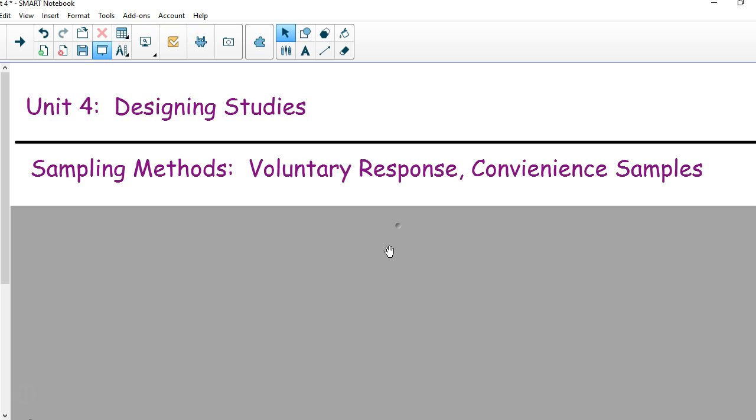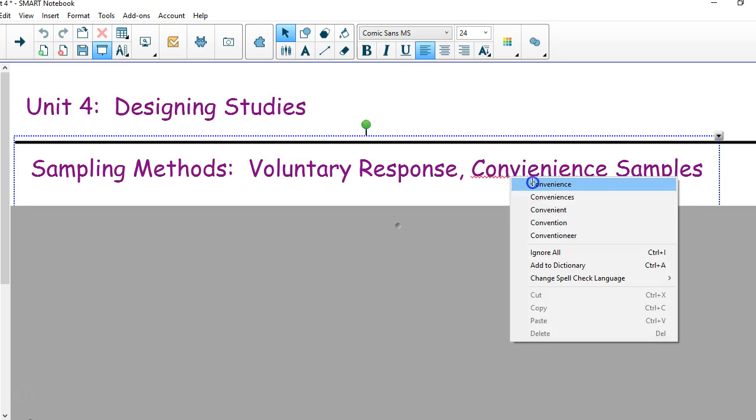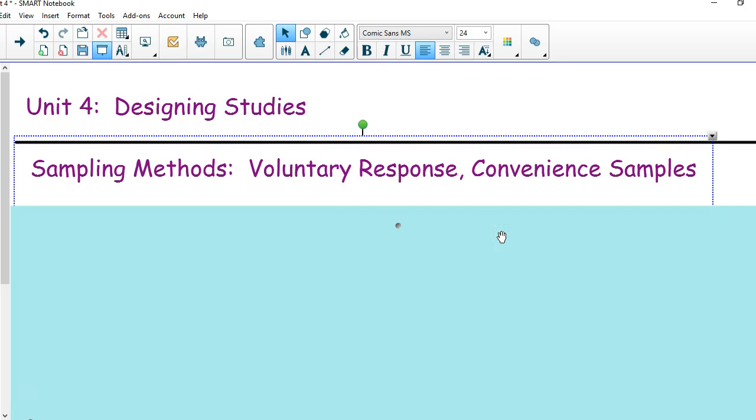I have two up here, a voluntary response and a convenience sample. I think I spelled convenience wrong. I did. That's embarrassing. I'll change that now. Make sure you remember that a voluntary response is like American Idol. It's where you call in, you text in to vote. I see these quite a bit on the Star Tribune. Vote for your favorite candidate, or on ESPN, who do you think should be the Heisman winner? Voluntary response samples are not good samples.